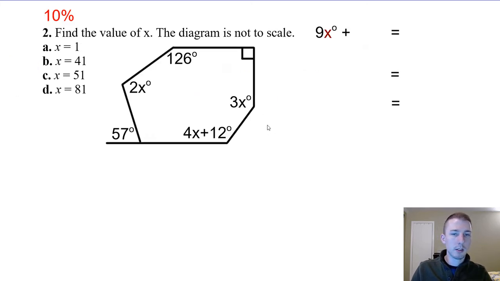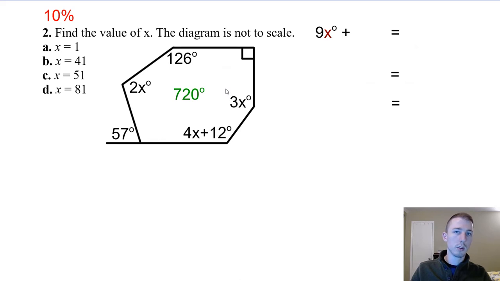Find the value of x. Again, on this one, it's a little bit different. It's not a quadrilateral. It's 1, 2, 3, 4, 5, 6, so a hexagon. To find the sum of the interior angles, we do 6 minus 2, which gives us 4 triangles. If we split this up 1, 2, 3, and then 4, 4 times 180 would be 720 degrees. So the sum of all these angles has to add up to 720 degrees.